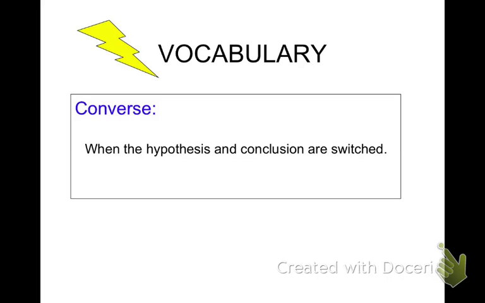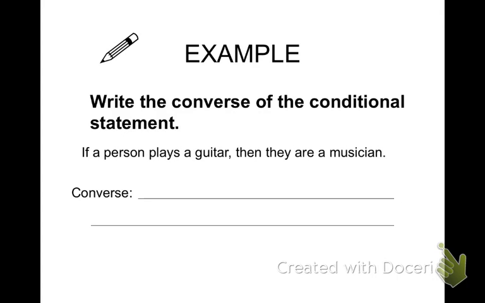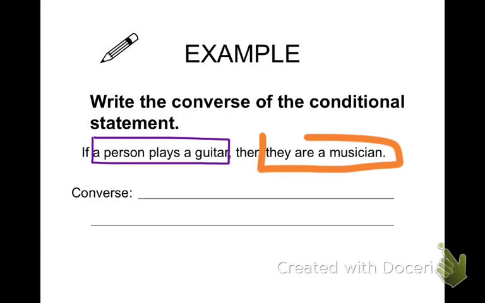Okay? So let's look at this example here. It says, if a person plays a guitar, then they are a musician. So we're going to write the converse. So this is my hypothesis. This is my conclusion. And literally all we're going to do is flip-flop it. Now, yes, you do have to do some wordsmithing to make it sound grammatically correct. Don't just literally flip them. So let's make it sound like it makes sense.